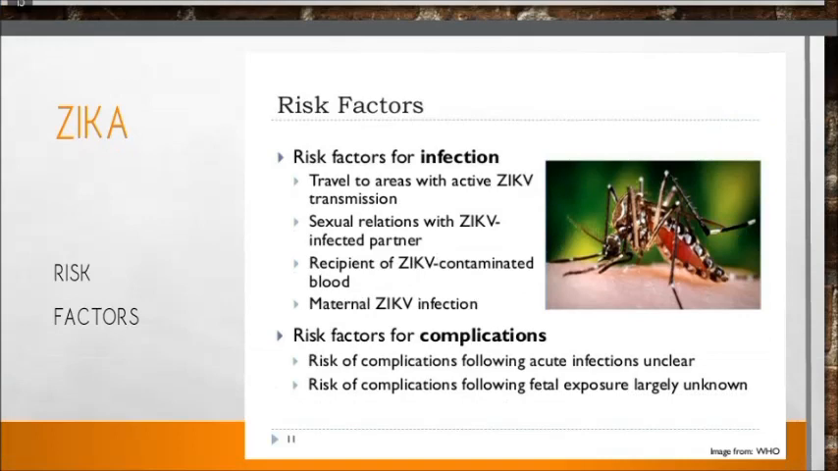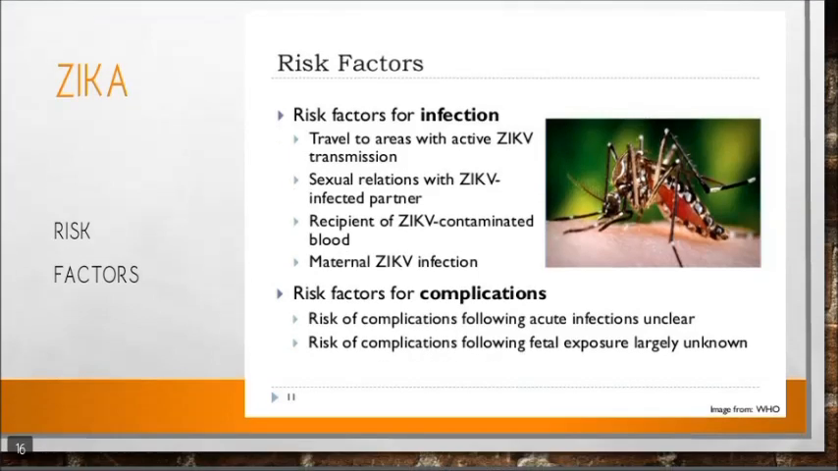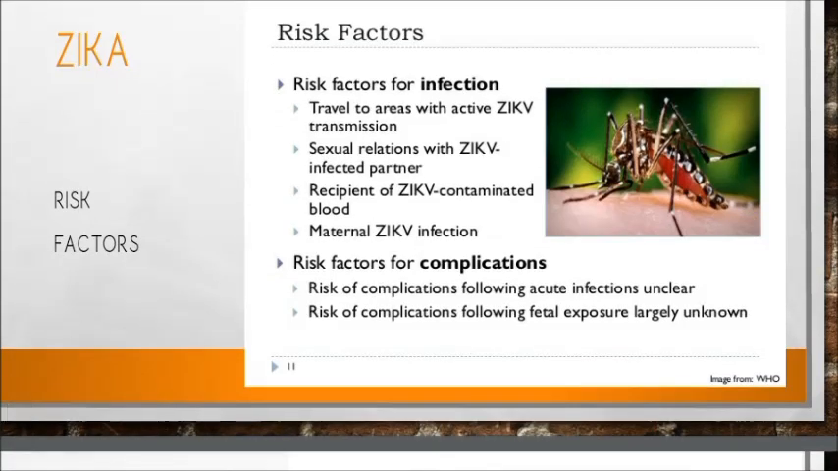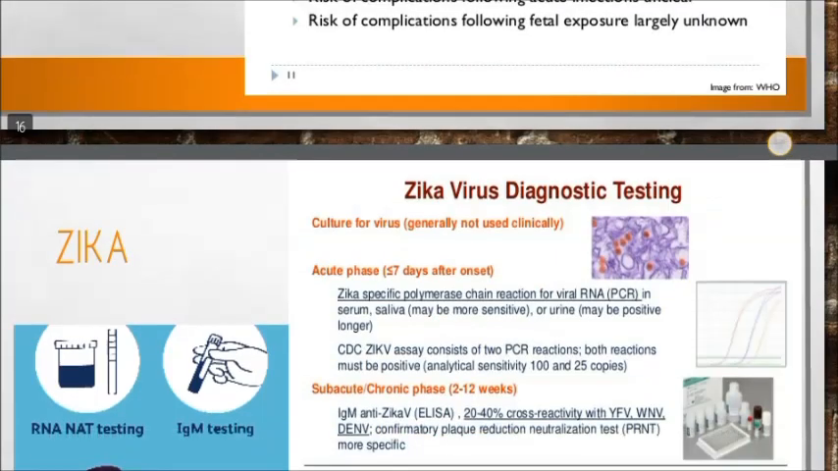So what are the risk factors for infection? Like what I said earlier: travel to areas with active Zika virus transmission, sexual relationships, receiving Zika virus contaminated blood, and maternal Zika virus infection from the pregnant woman to her child. And for complications, here are those.